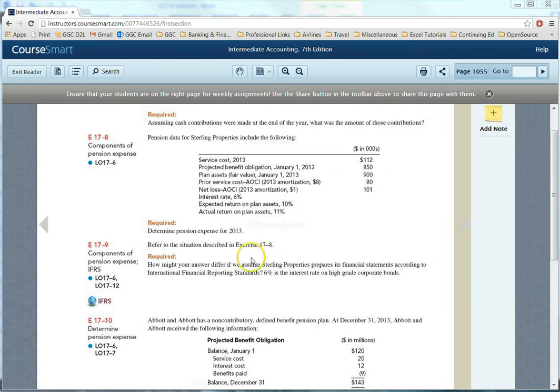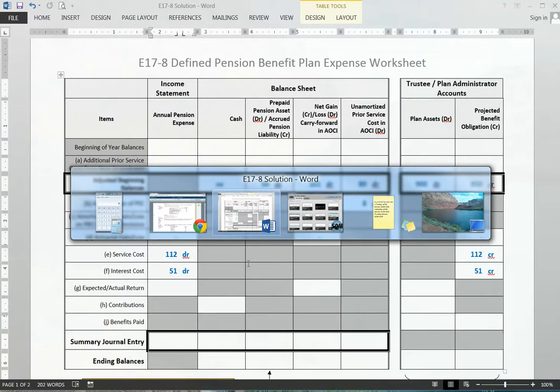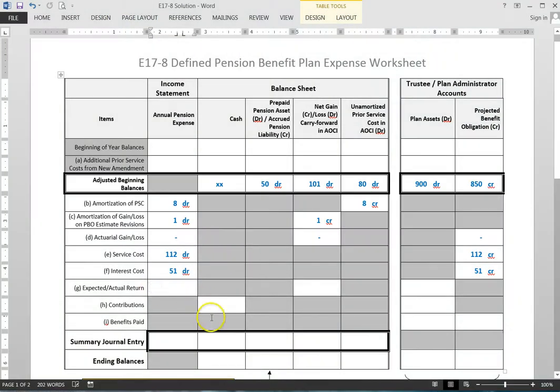Okay, and so what do we do with that information? Well, that goes into our worksheet here. The expected return on plan assets is our credit entry to the expense account, which in this particular case is 90. That was 10% times the plan assets. The 99,000 actual return on plan assets goes in here as a debit entry to the plan asset account.